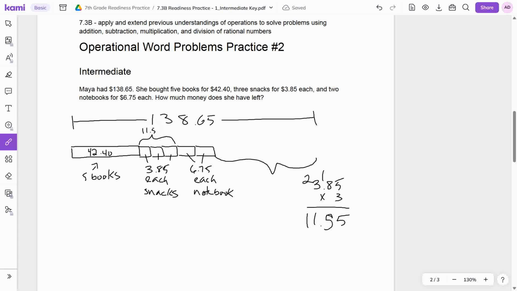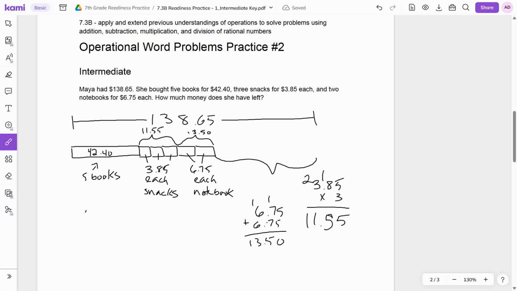Let's put that right there, 11.55. And then 6.75, I can multiply by 2, or you could just add it to itself, right? Same idea, 14, 15, 12, 13. So here we go, 13.50. Now, I've got 3 big chunks that I can add.